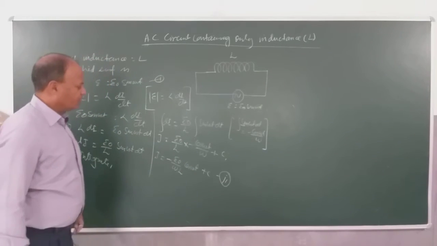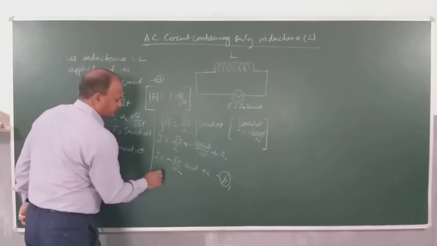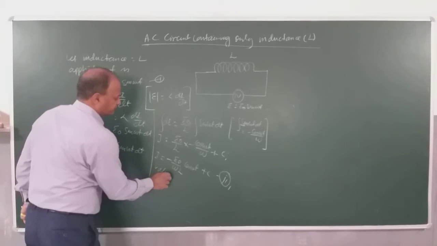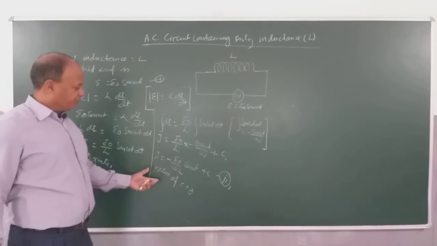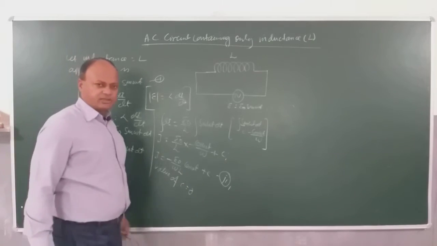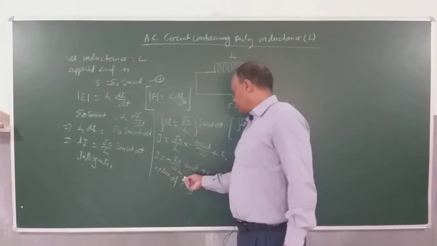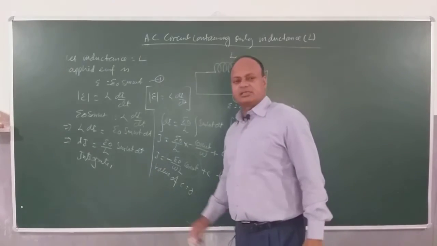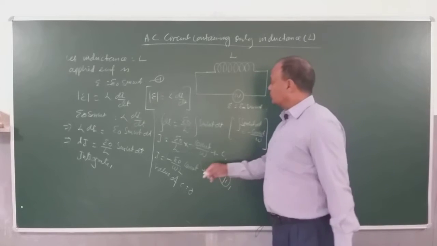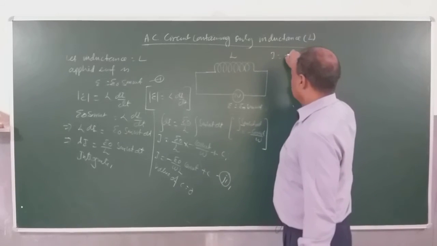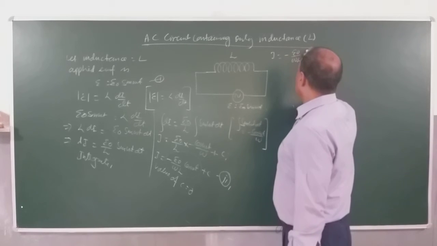Here we select the value of the constant of integration C as what? 0. And with 0, the value will be the same as I. So if C is chosen as 0, then I becomes how much, children? Minus E naught by omega L cos omega t.